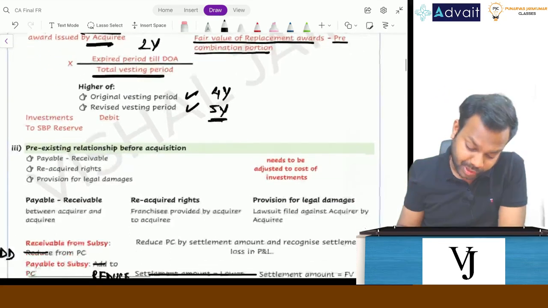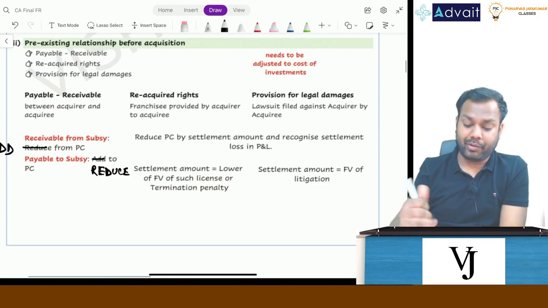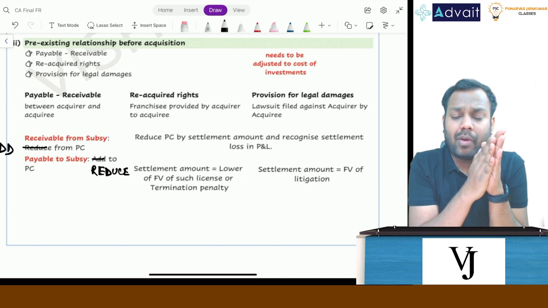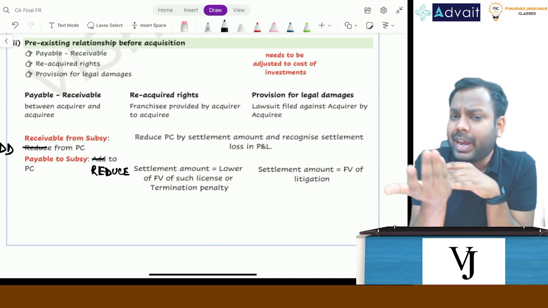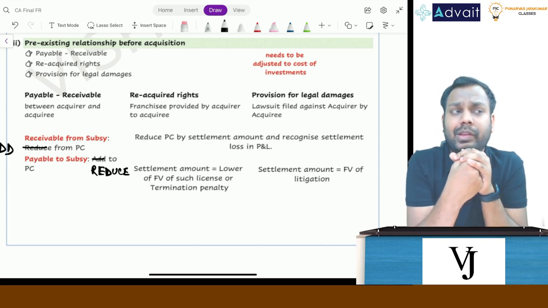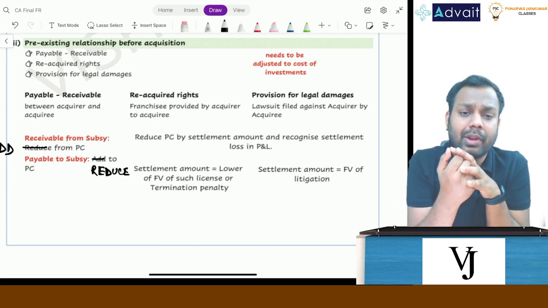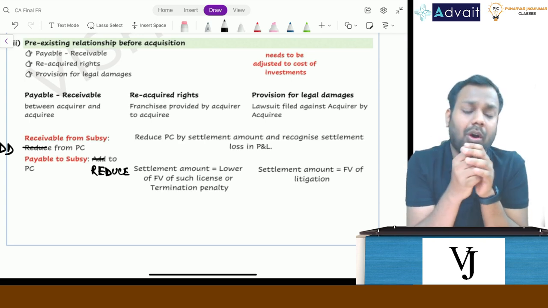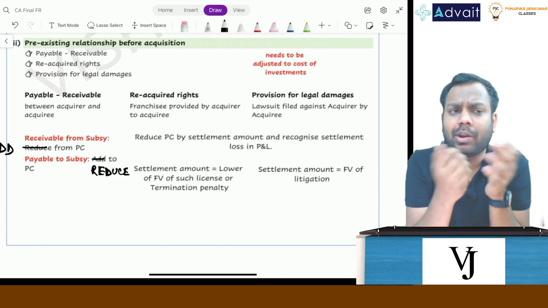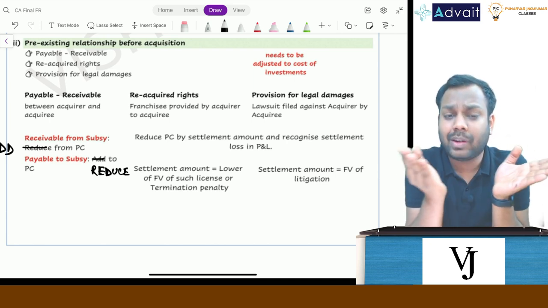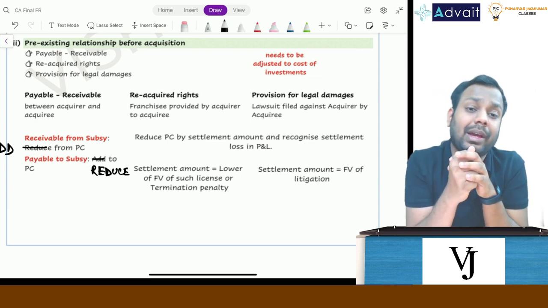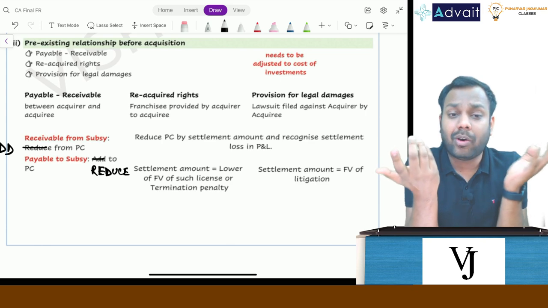Now the next adjustment is pre-existing relationship before acquisition. When Tata acquires Zomato, there might be a case that they do have some pre-existing relationships. They might have a relationship in the nature of, let's suppose, Tata having given a franchisee to Zomato, or Tata having a payable or receivable from Zomato, or some litigation going on between them.